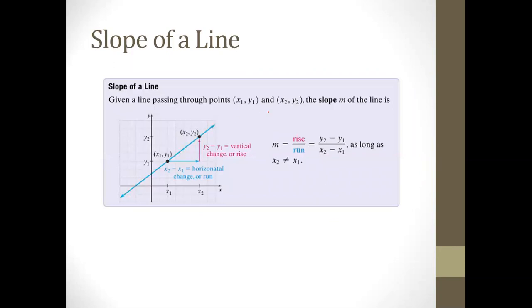When you're given 2 points labeled x1, y1, this will be point 1, and point 2 labeled x sub 2, y sub 2, your slope is going to be the difference in the y coordinates. So you subtract y sub 2 minus y sub 1 divided by x sub 2 minus x sub 1 to get your slope.